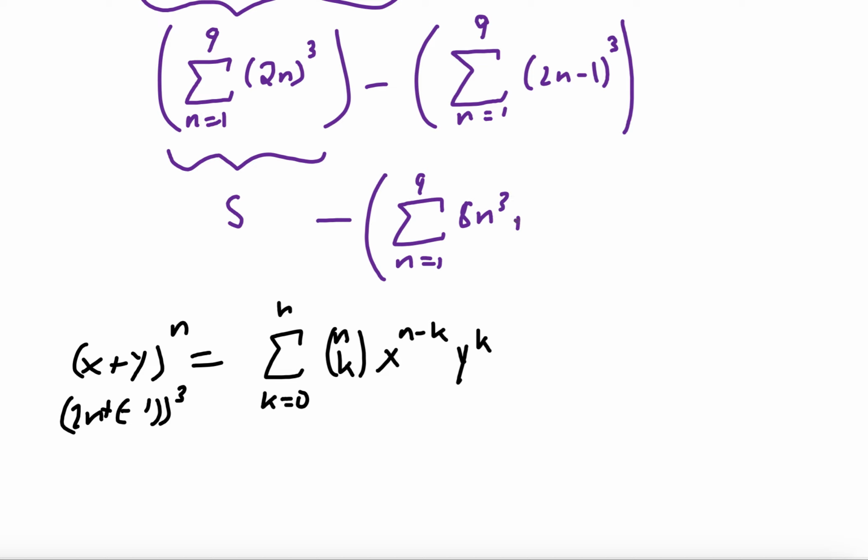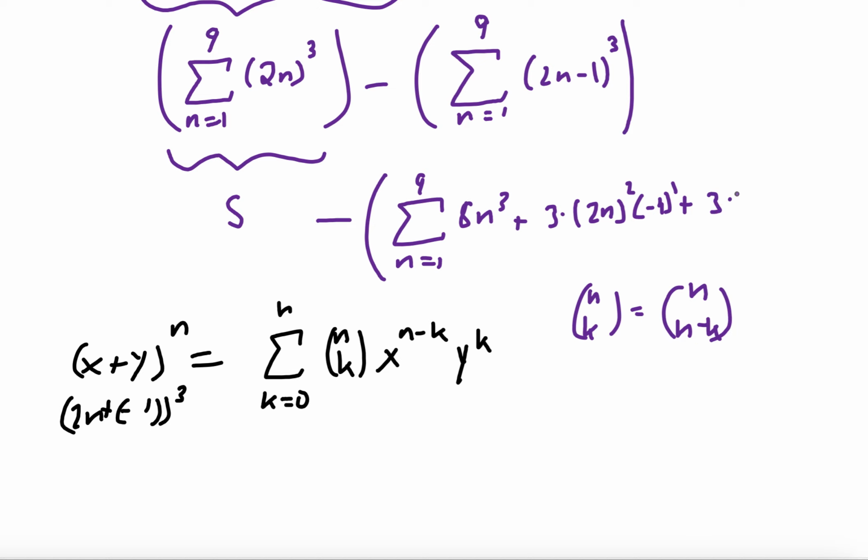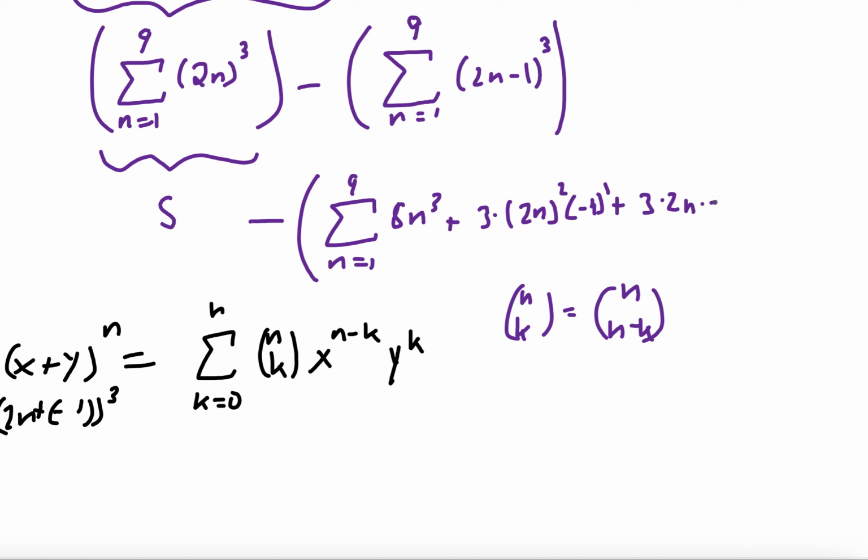And then we add to that 3 choose 1, which is 3, times (2n) squared times negative 1 to the first power. And we add to that 3 choose 2, which is equal to 3 choose 1 by the kind of mirror rule, I call it, where n choose k is equal to n choose n minus k. And so we have 3 times 2n times (negative 1) squared.